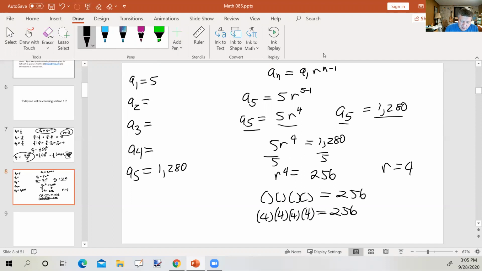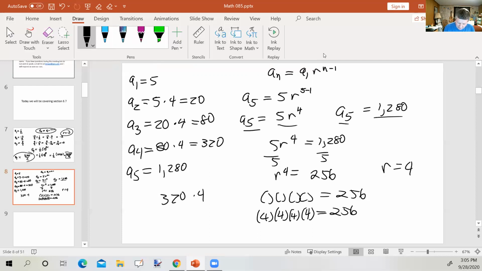Now that I know the common ratio, I can go back here and fill in my missing terms. If a sub 1 is 5, a sub 2 would be 5 times the common ratio, which is 20. A sub 3 would be 20 times the common ratio, which is 80. A sub 4 is 80 times the common ratio, which is 320. And if I've done this correctly, a sub 5 should be 320 times 4. And I see that it is. So there are my three geometric means between 5 and 1280.